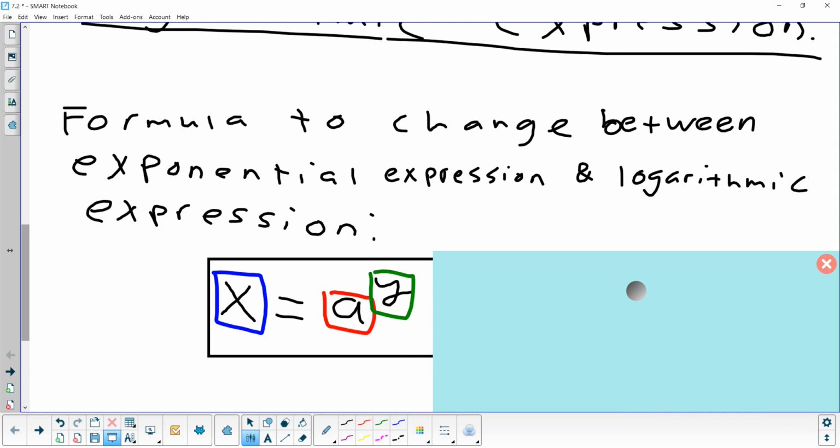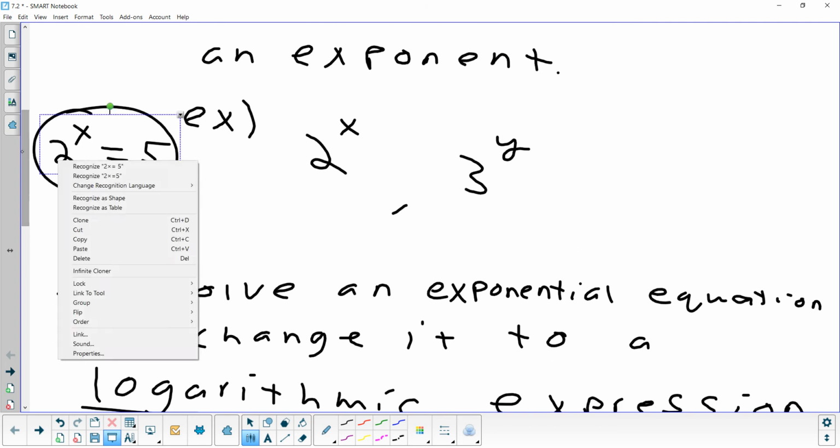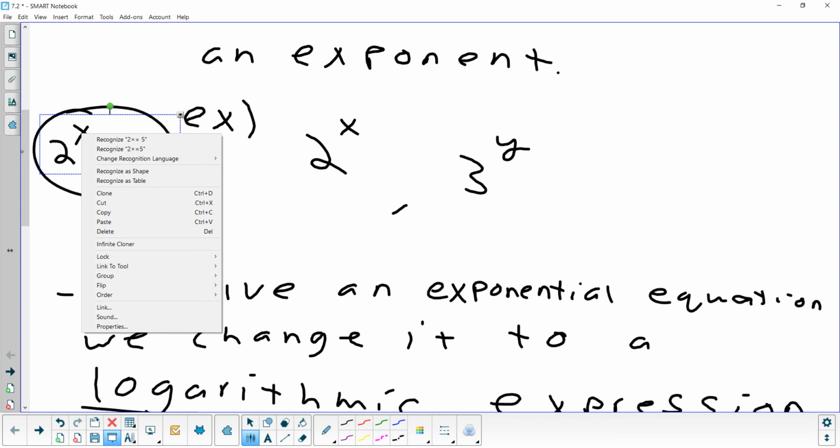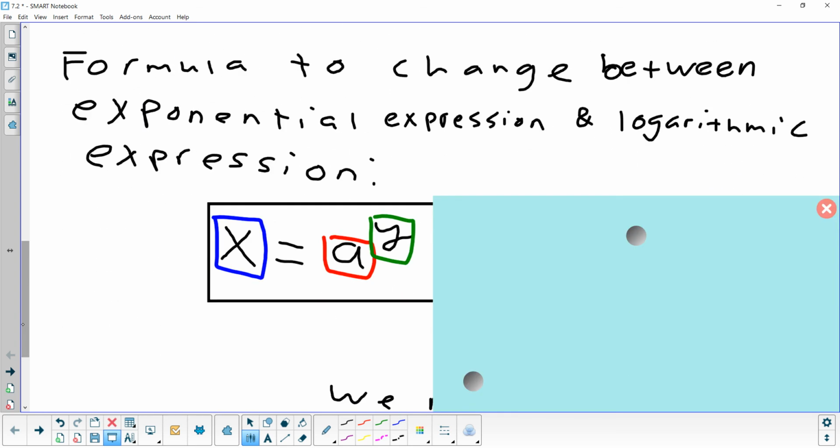What I have on the left is something in exponential form. If you go back and look at an example I had, you've got a base, you've got an exponent, and then you have a number by itself on the other side. Same thing here. You've got a base, you've got an exponent, and you're going to have something by itself on the other side.